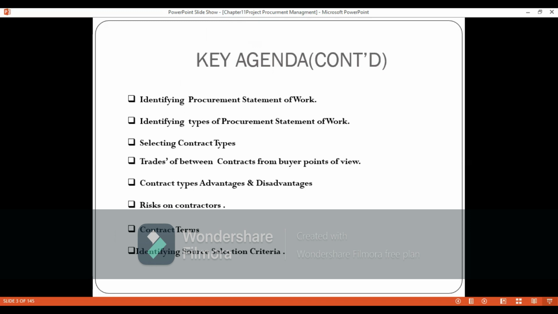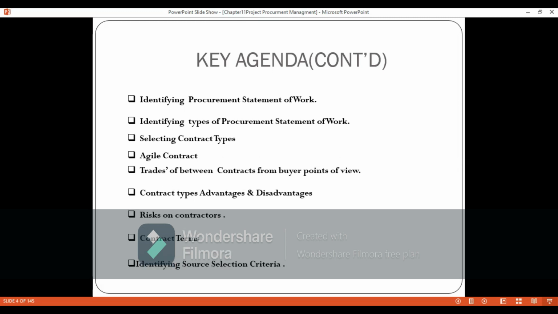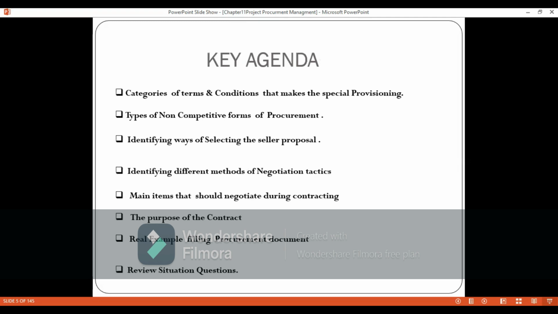contract types, the trade-off between contracts from the buyer's point of view, contract types, advantages and disadvantages, risks among the contractors, contract terms, and identifying the source selection. As well, we're going to look at the categories of the terms and conditions of a contract and its special provisions. Again, we're going to look at the waivers and the special provisions of a contract and when we can change the special provisions.